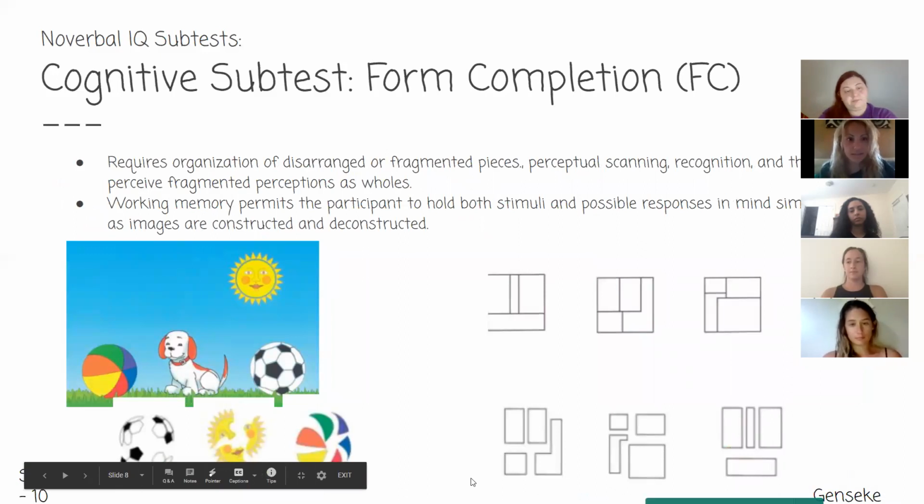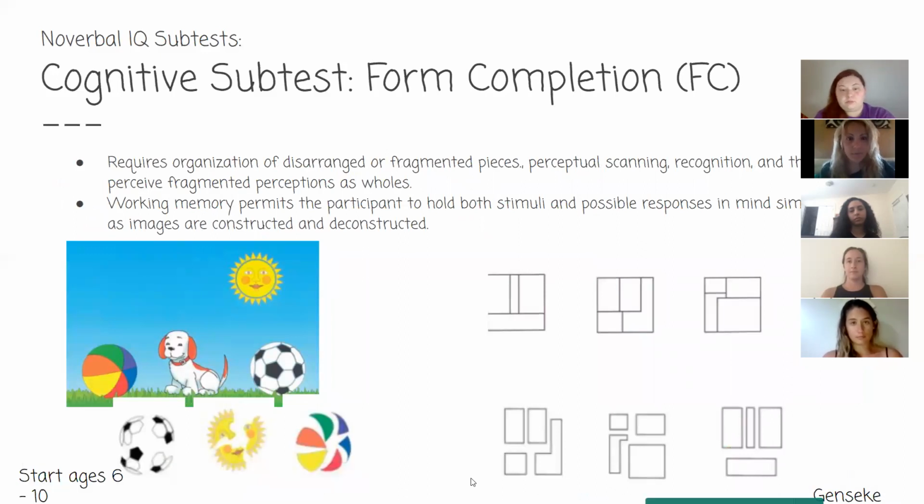The second example I'm going to give is the cognitive subtest form completion. This one requires organization of disarranged or fragmented pieces, perceptual scanning, recognition, and the ability to perceive fragmented perceptions as wholes. Working memory permits the examinee to hold both stimuli and possible responses in the mind simultaneously as images are constructed and deconstructed.